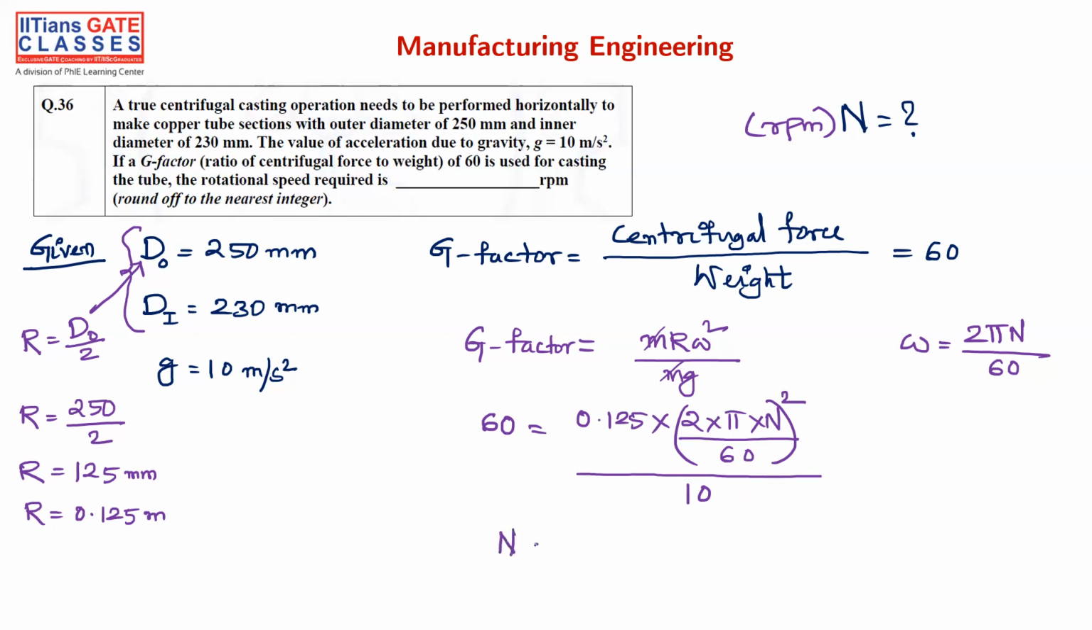N is nothing but, after calculating, you'll get 661.6 rpm. So here what we can say is that the answer is varying from what you see in the solution part. The answer is varying around 660, whatever the gate key they have given, so obviously this falls in that range. So the answer is 661 rpm.